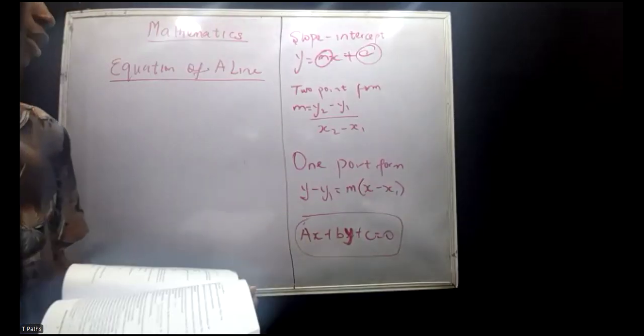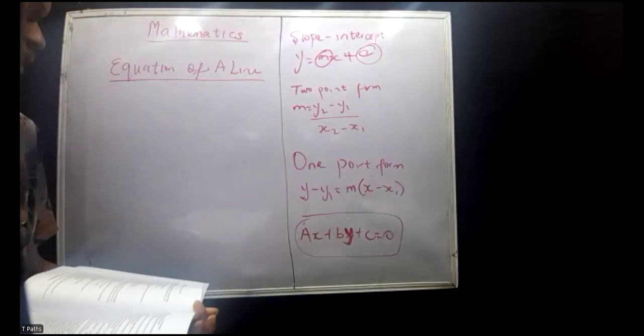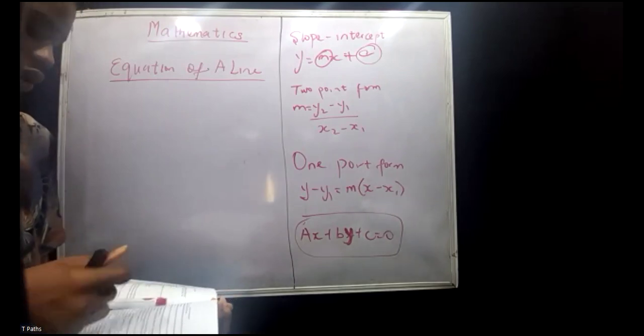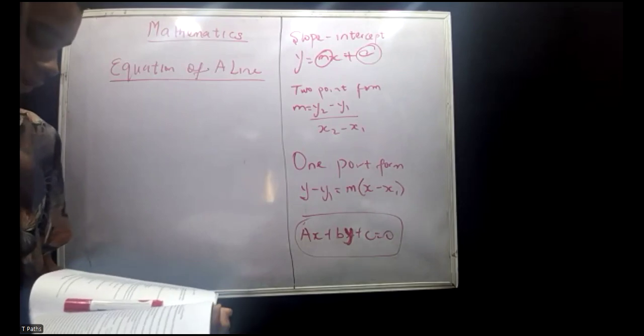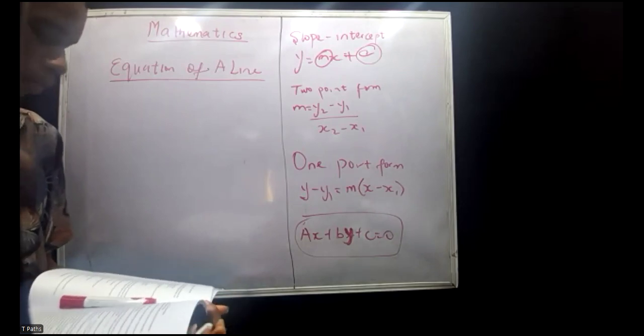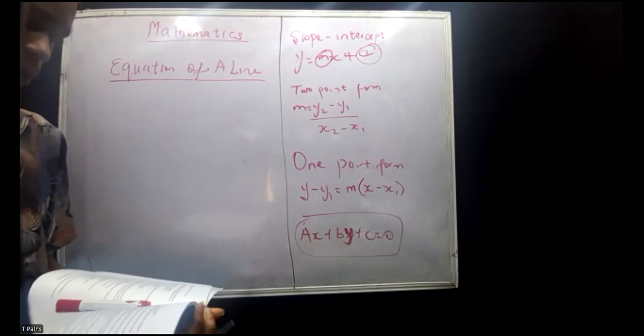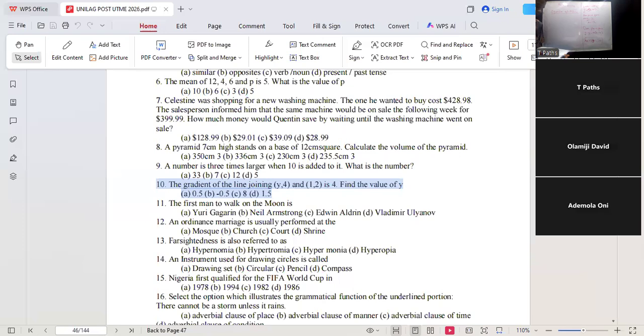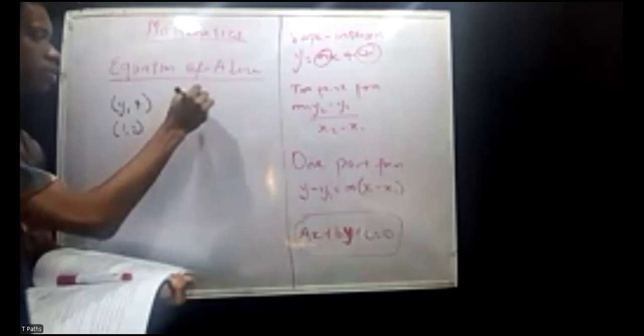Page 46, question 10, it should be on your screen. So the question says the gradient of a line joining 2 points, y comma 4, and 1 comma 2. So this is point 1, y comma 4, and then the second point is 1 comma 2. The gradient of the line joining these 2 points is 4.